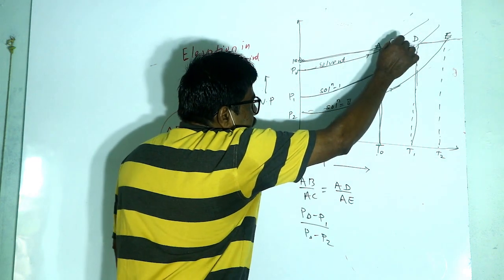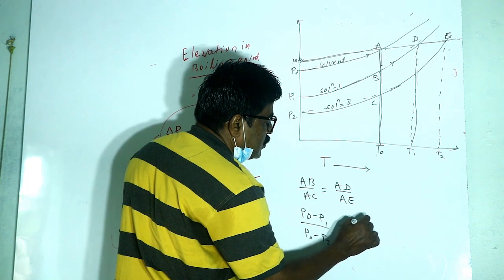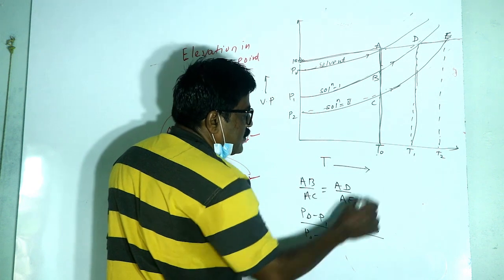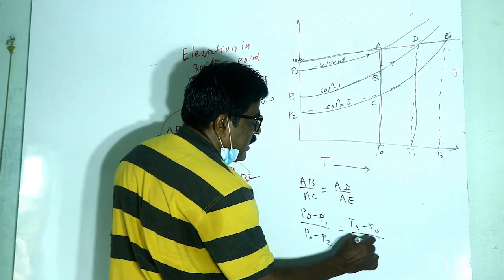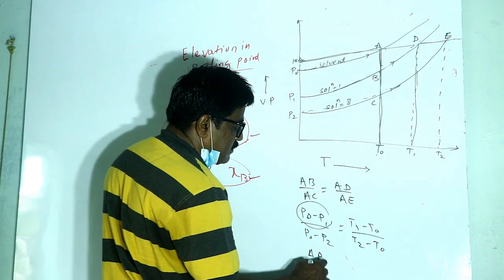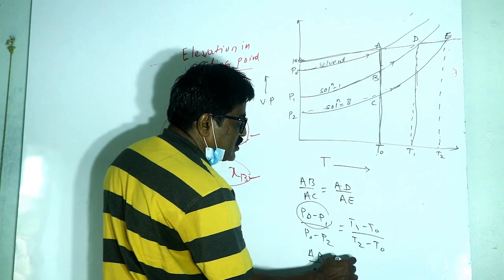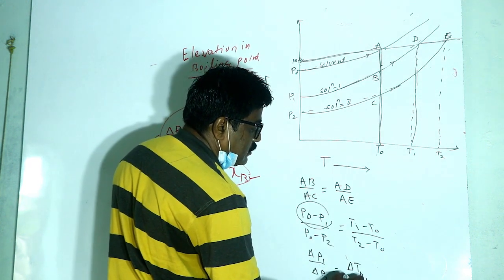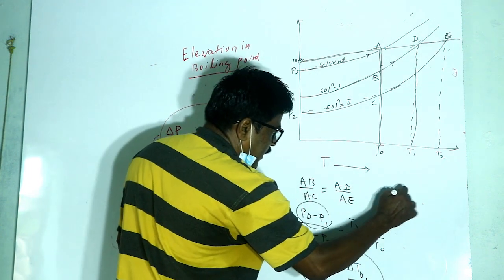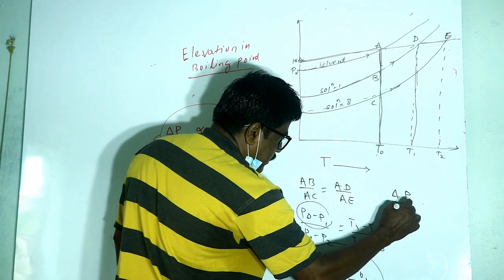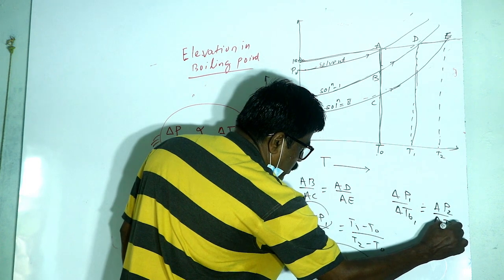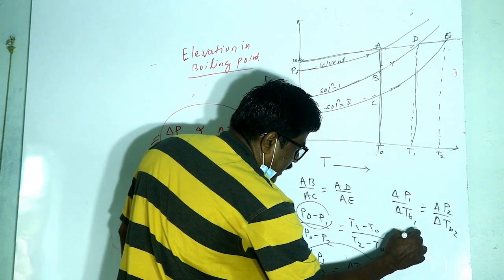And here AD is T1 minus T0, and AE is T2 minus T0. This is related as del P1, and this may be written as del P2, and this is del TB1, and let's say this will be del TB2. So from this we can say del P1 by del TB1 is equal to del P2 by del TB2.